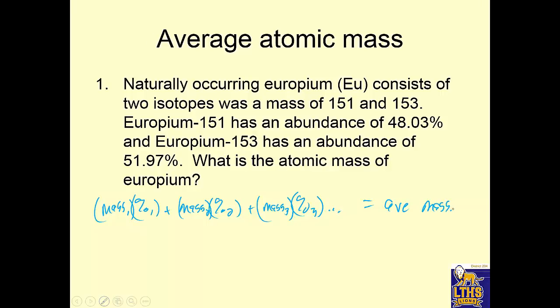Okay? Notice in this case I only have 2, so I'm just going to plug it in. So what's the mass of my first isotope? Well, here's 151, and that's 48.03%. 151, and I'm going to use the decimal form of it, 0.4803, plus the other one weighs 153, and its percentage is 0.5197.